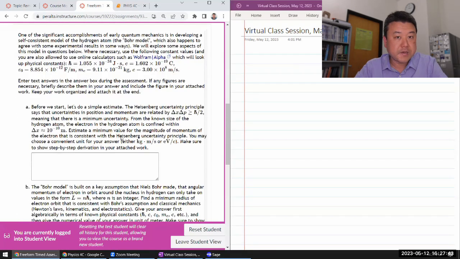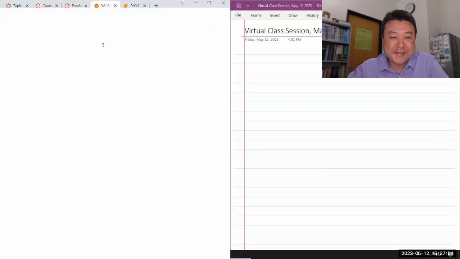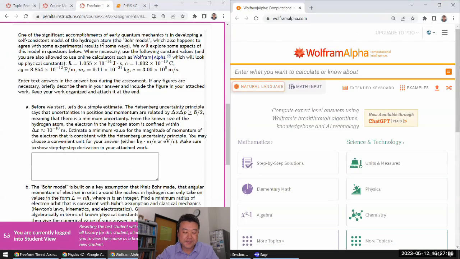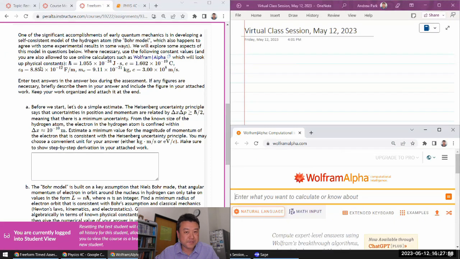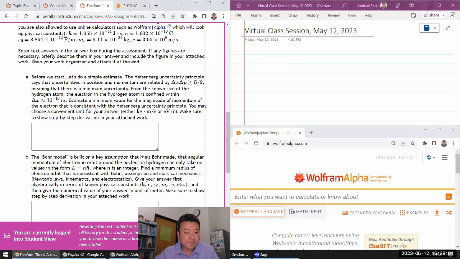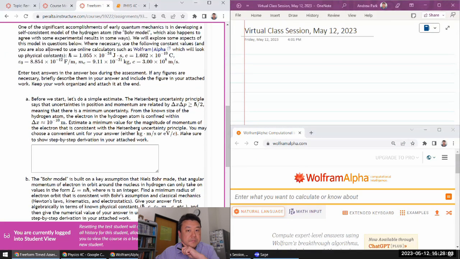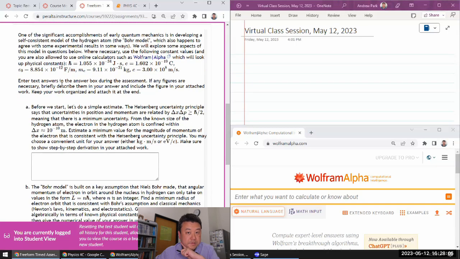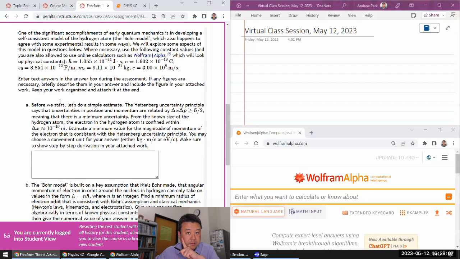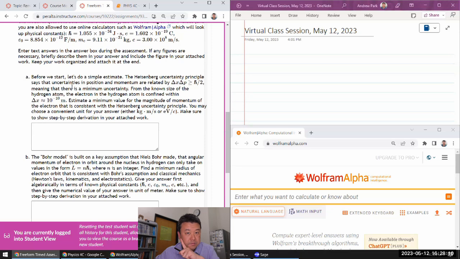Okay. So it says, one of the significant accomplishments of quantum mechanics in developing a Bohr model. Okay. I'm going to use Wolfram Alpha because it really saves time in having to look up constants and all that sort of stuff. Okay. Before we start, let's do a simple estimate. The Heisenberg principle says that, right? Meaning that, on the knowing side.